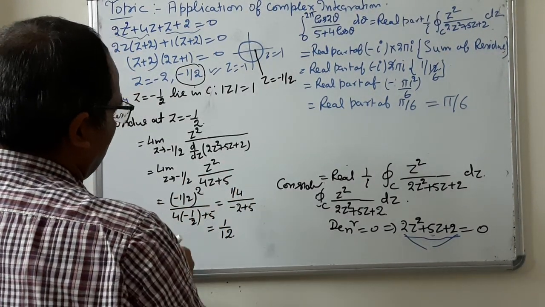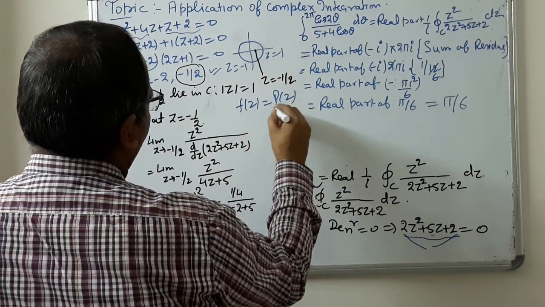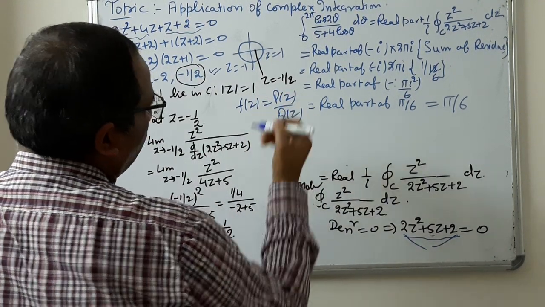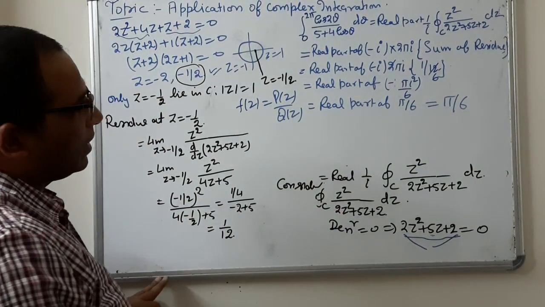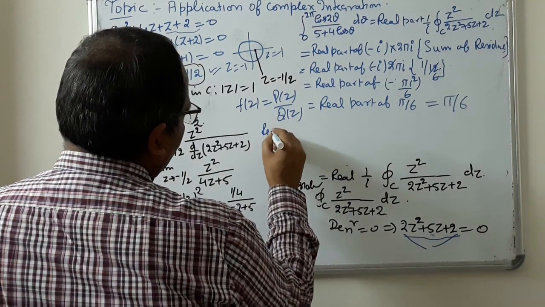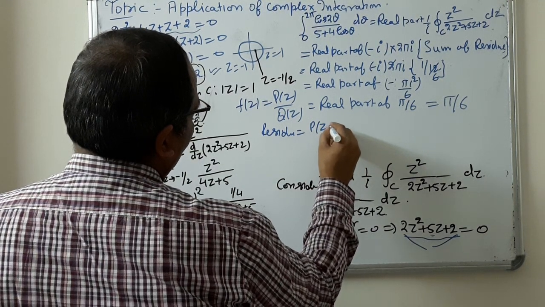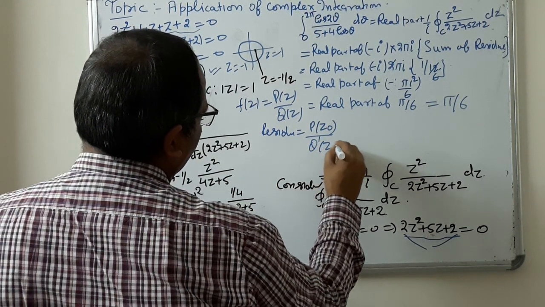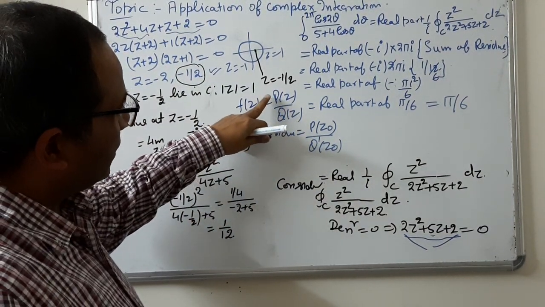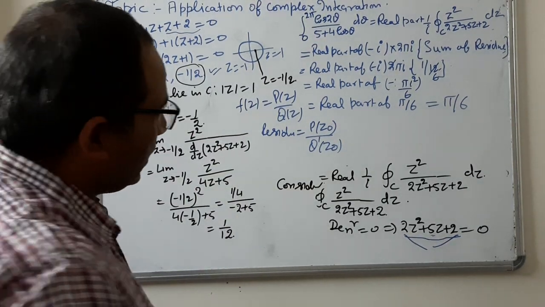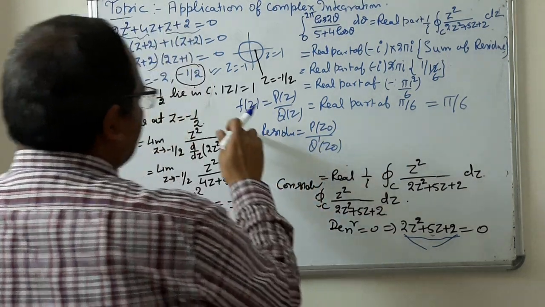Here we will use the formula: if f(z) can be written as p(z) upon q(z), and p(z0) is not equal to 0, that is p(z) is not equal to 0 at the given singularity, then the residue can be written as p(z0) upon q dash (z0). We already studied this one. So if f(z) can be written like this and p(z) is not equal to 0 at the given singularity, then the residue can be written as p(z0) upon q dash (z0). We apply this formula here.